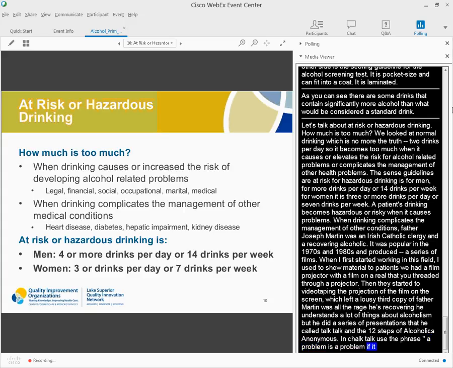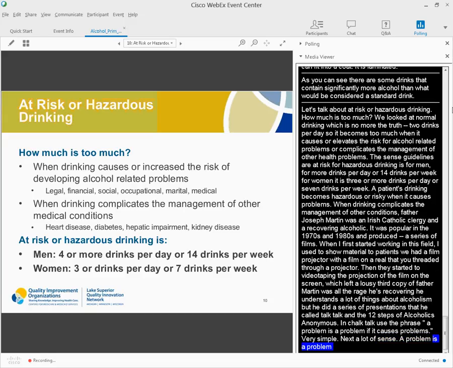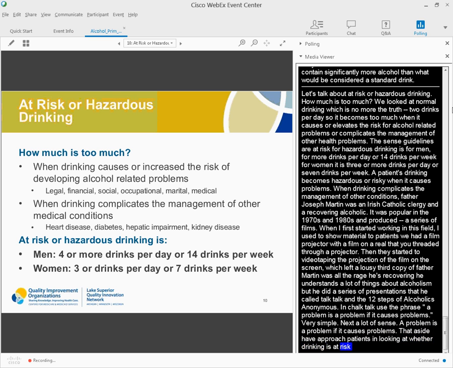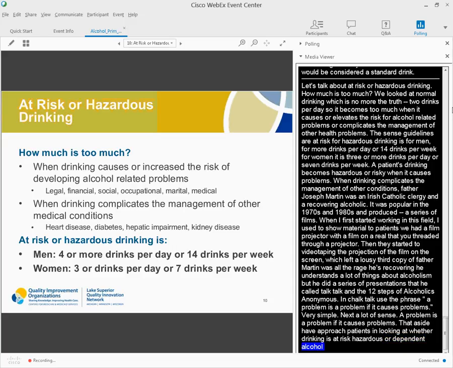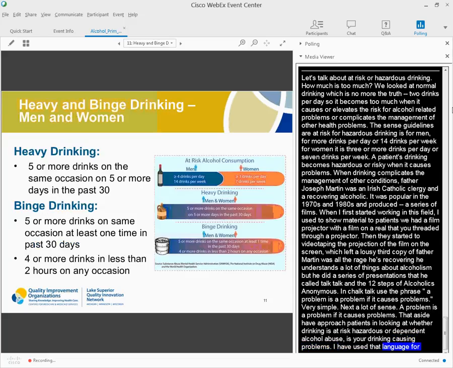Very, very simple. Makes a lot of sense. Okay? A problem is a problem if it causes problems. So that's how I've always approached patients in looking at whether drinking is at risk, hazardous, or dependent. Alcohol abuse, alcohol dependence, those are old terms from the DSM. Now they call them alcohol use disorders. But is your drinking causing problems? A problem is a problem if it causes problems. And I've used that language with patients before, and they've responded well to that. I mean, because it makes perfect sense.